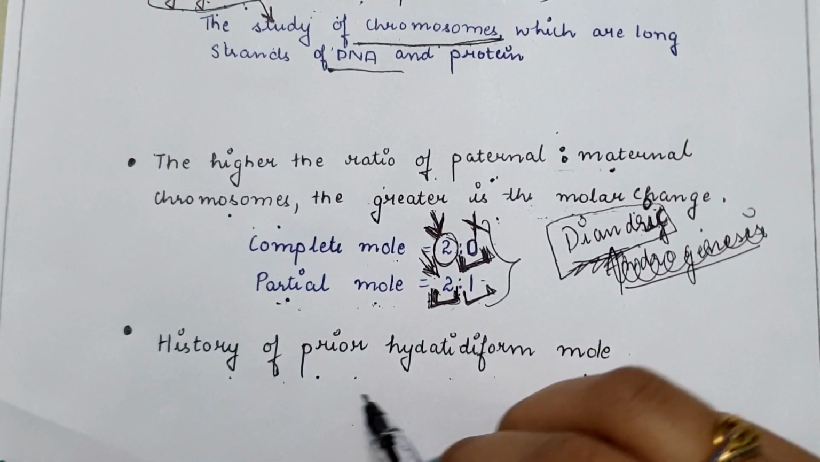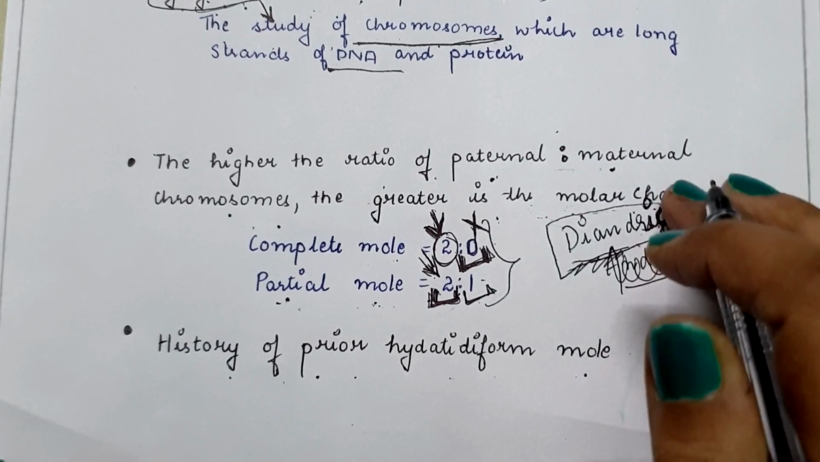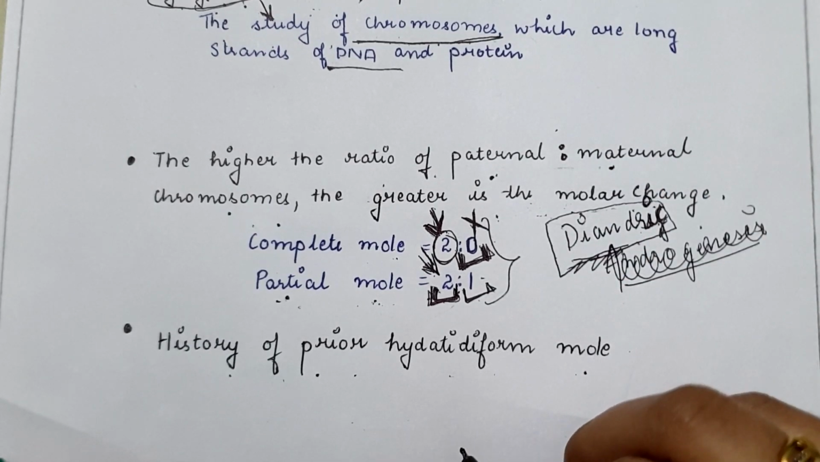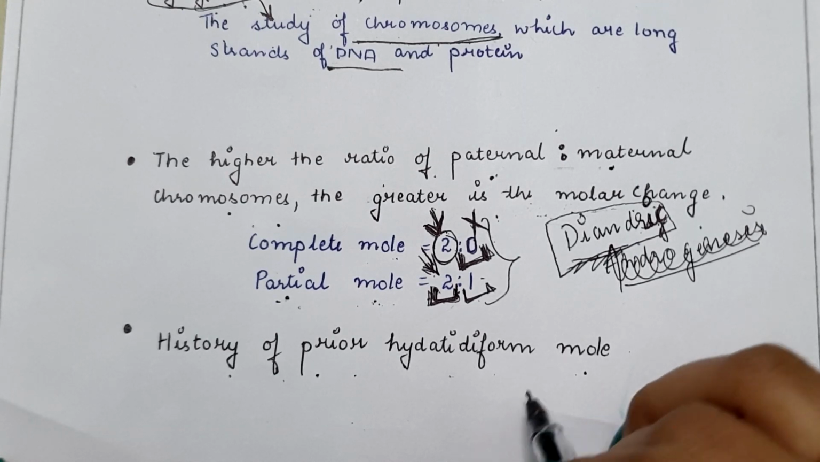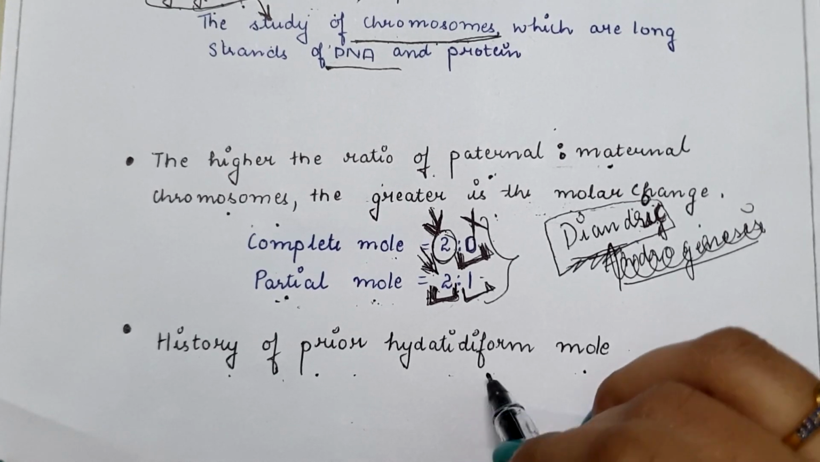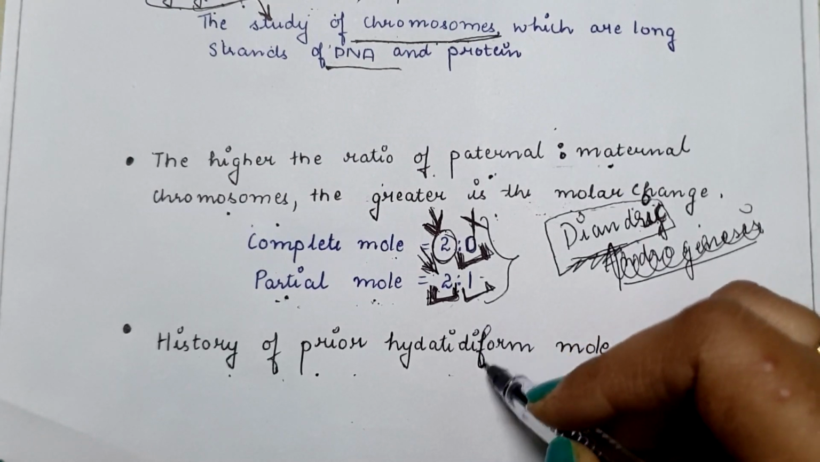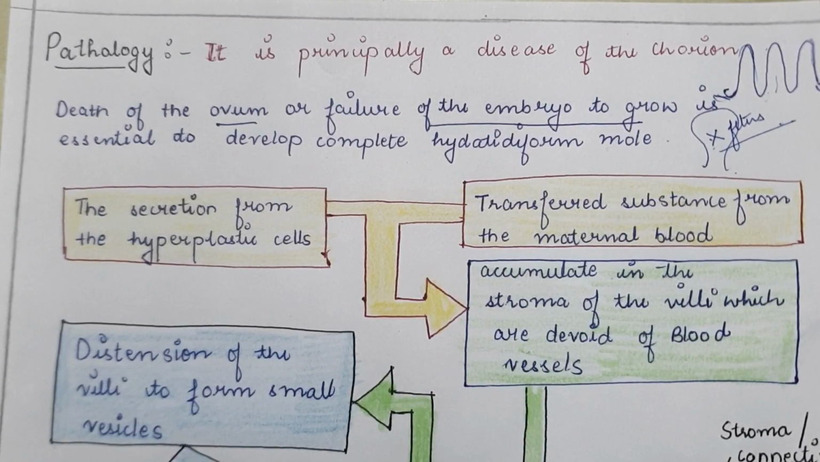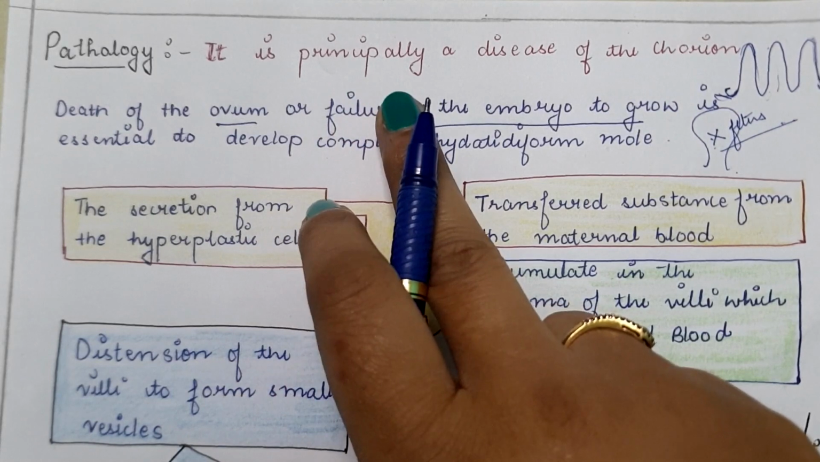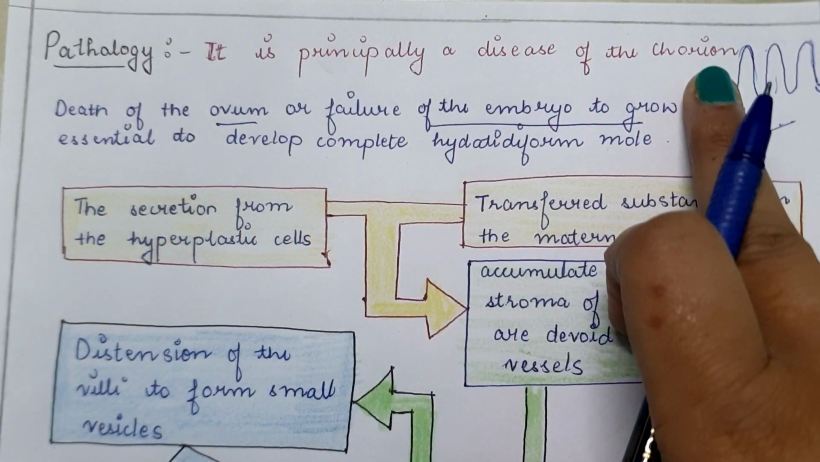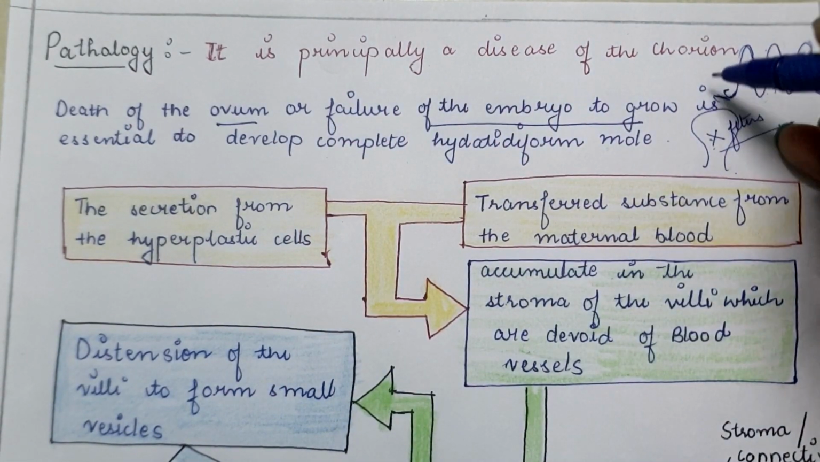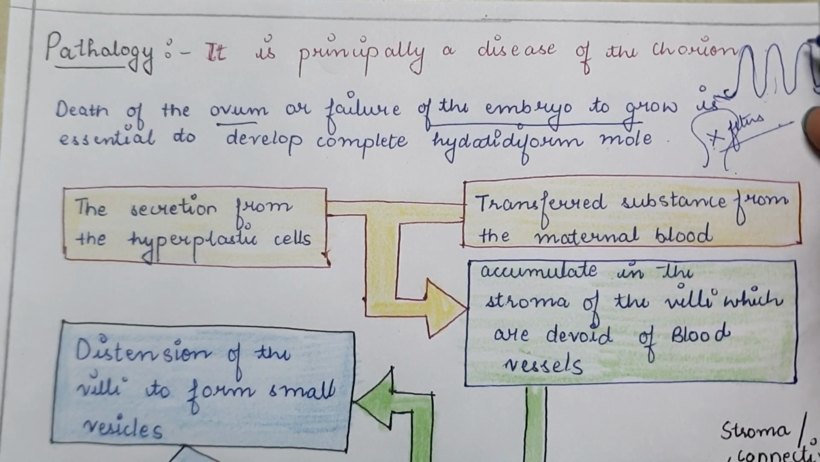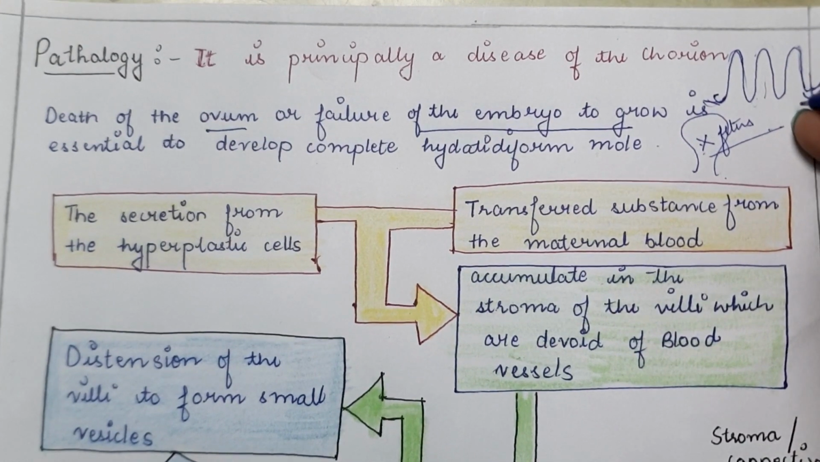Next is the history of prior hydatidiform mole. If there was a hydatidiform mole in the previous pregnancy, then the chances or the risk is more in the current pregnancy. Next is the pathology of hydatidiform mole. It is principally a disease of the chorion. As we know, the chorionic villi emerge or arise from the chorion.